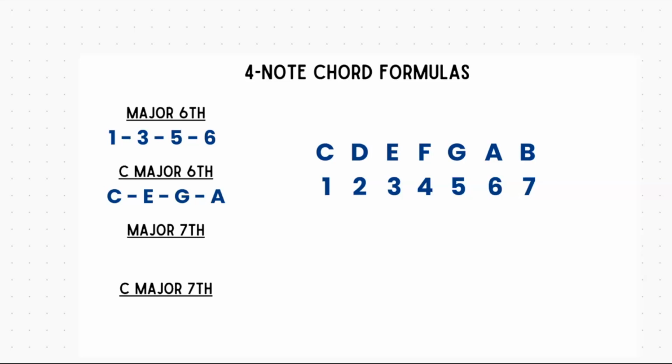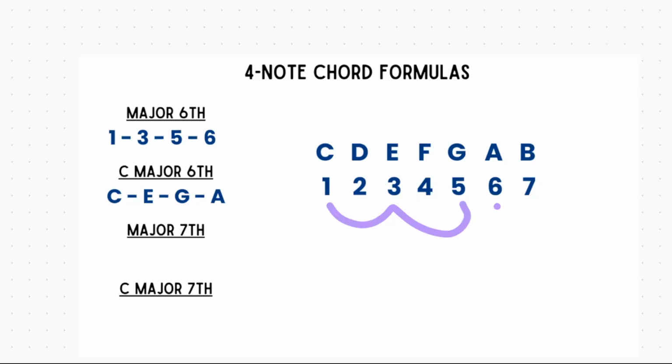Now let's look at some four-note chord formulas. So the major sixth and the major seventh. Both of these have four notes in the chord. Again, it can be more than four notes because they can be repeated when you're playing them. So the major sixth is like a major in the beginning, right? Major chord with the sixth added. So it's 1, 3, 5 as before, 1, 3, 5 plus the 6. So C, E, G, and A.